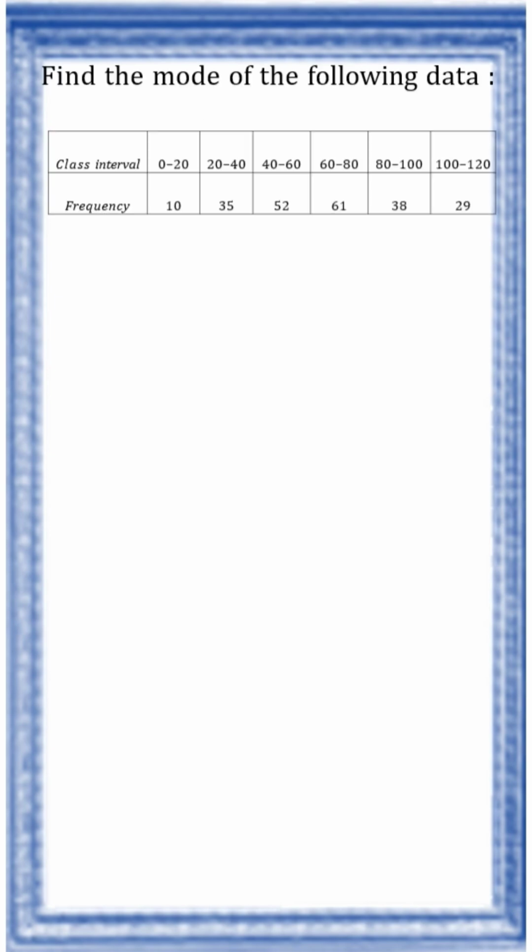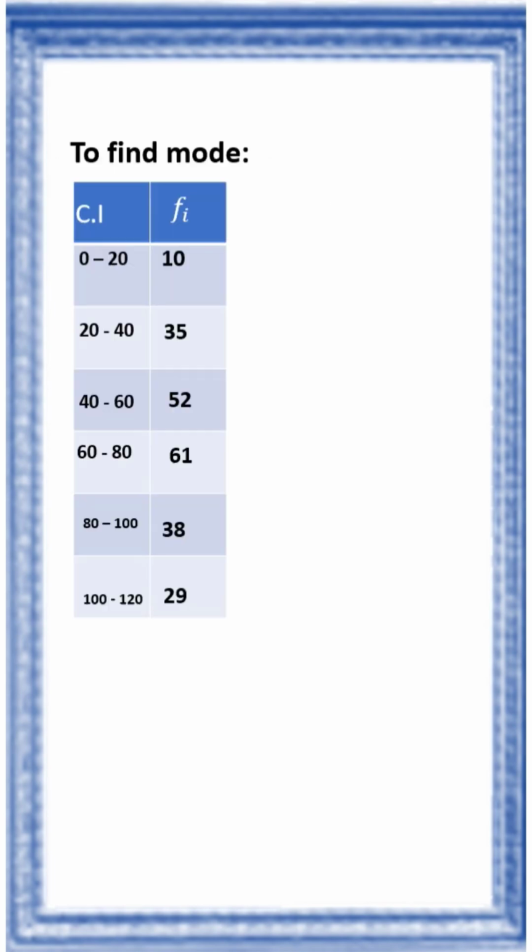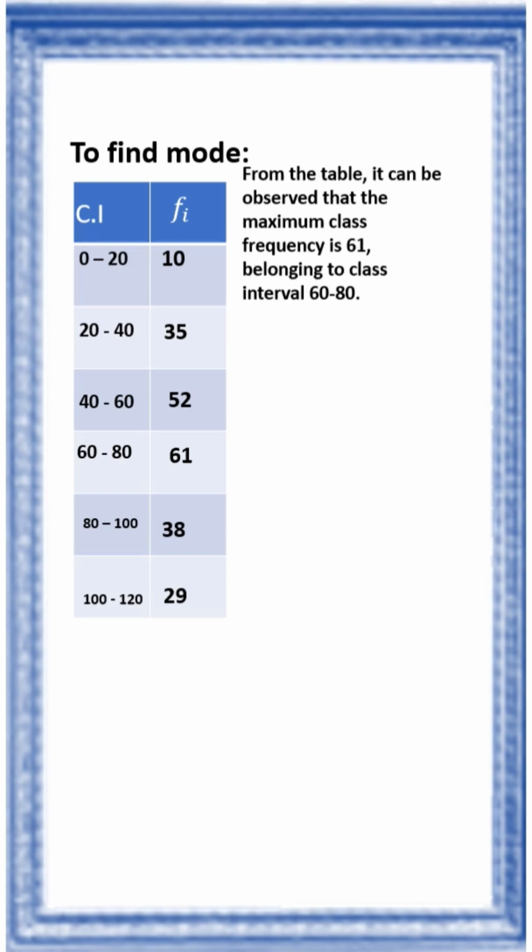Now you can find the mode of the data. Here let us write in two columns, class interval in the first one, frequency in the second one. It has been given in the textbook also. Now from the table it can be observed that the maximum class frequency is 61, this one, isn't it? Belonging to the class interval 60 to 80. Therefore the modal class is 60 to 80.